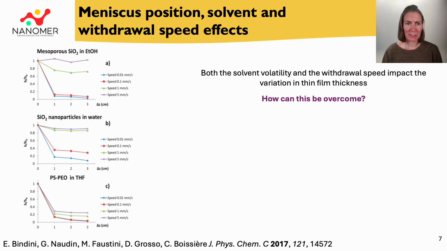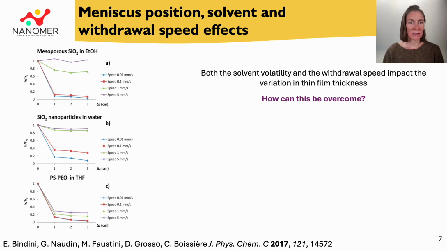We can see this a little bit clearer in this example where the authors deposited 3 different films. One was mesoporous silica in ethanol, which has a pretty high boiling point. And as a function of speed, the thickness changed severely. So at very slow speeds, we can see in blue, there was a homogeneity problem. As the speed increased, the film became much more homogeneous in thickness.